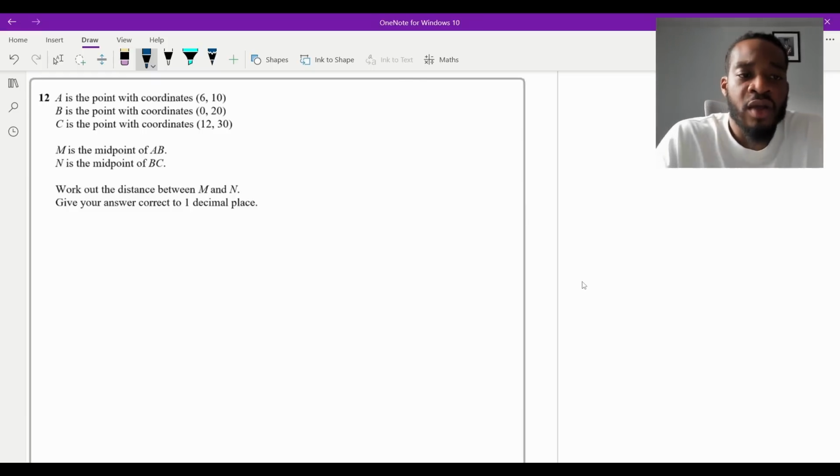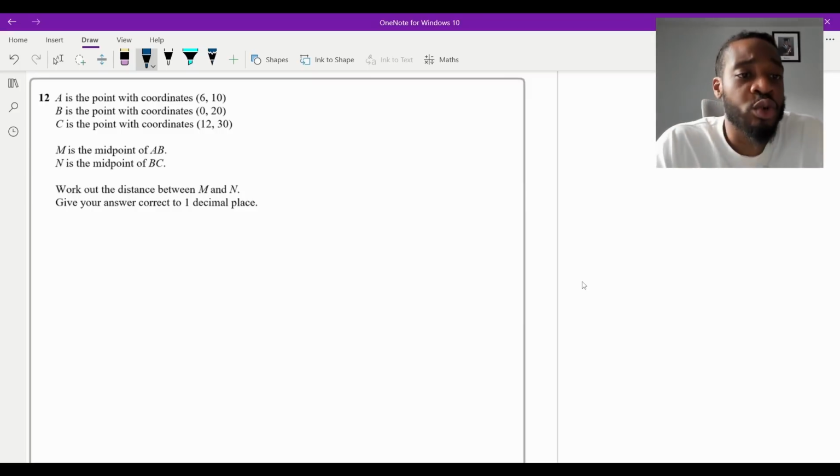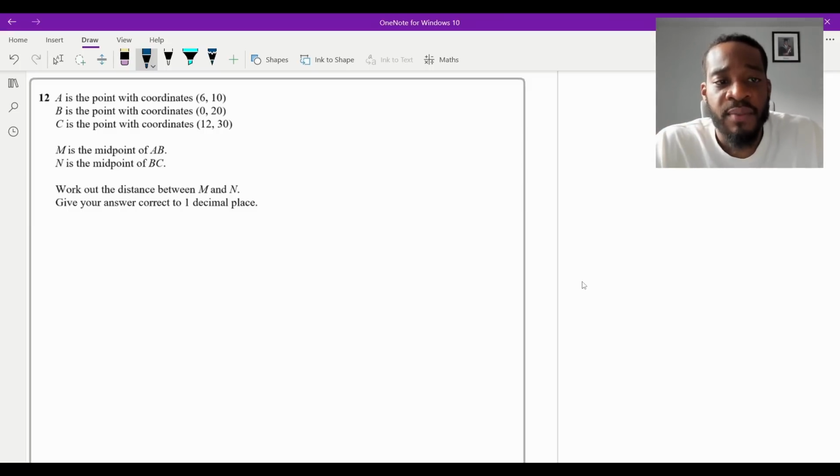Okay, so we need to work out the distance between M and N. We don't know what those coordinates are. So for me, what I'd want to do is calculate those coordinates first. Now, we know that they are the midpoints of AB and BC.